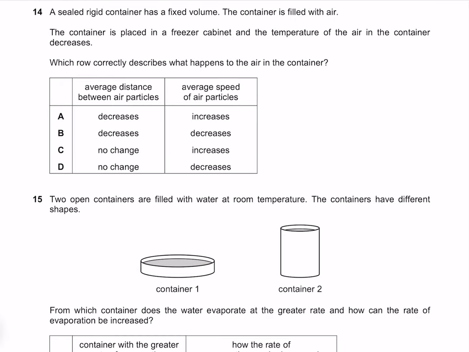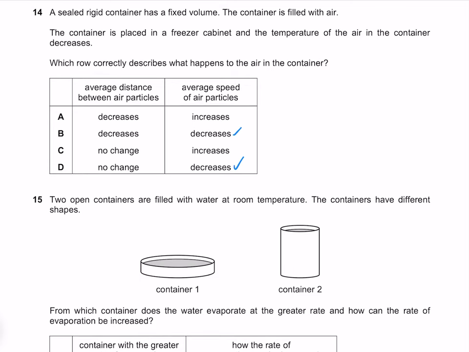A sealed rigid container has a fixed volume. The container is filled with air. The container is placed in a freezer cabinet, and the temperature of the air in the container decreases. Which row correctly describes what happens to the air in the container? As the temperature decreases, the kinetic energy of the air particles decreases, essentially by definition, and so too must the average speed. Because the container is sealed and rigid, as stated, it has a fixed volume, which means the distance between the air particles is not able to change. So our answer is D.